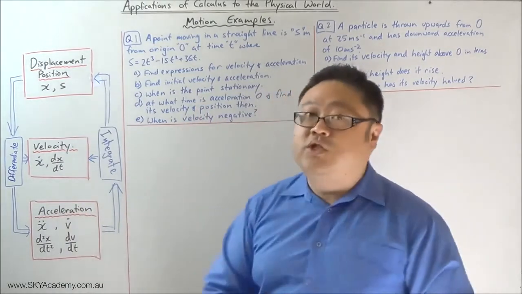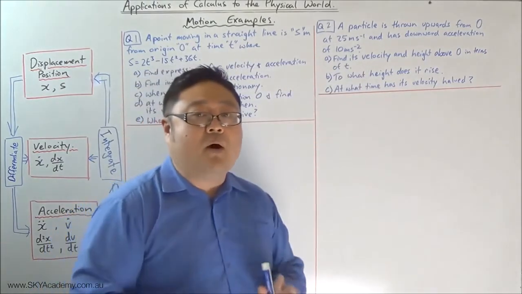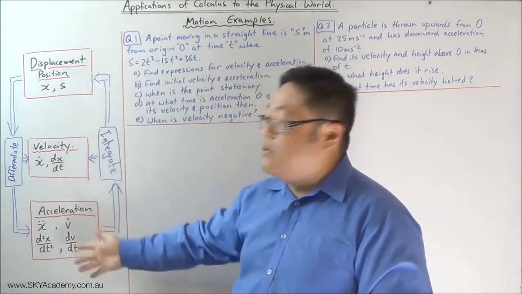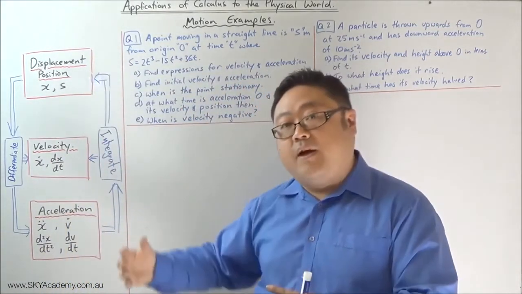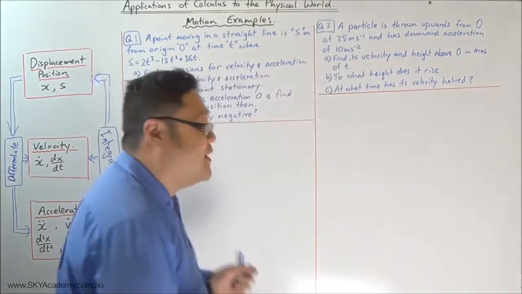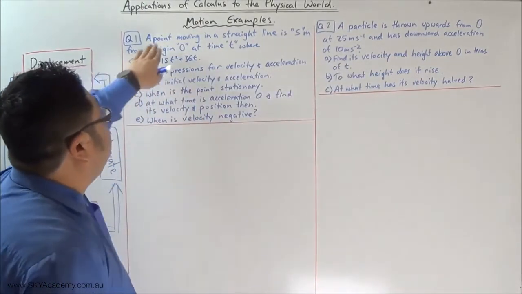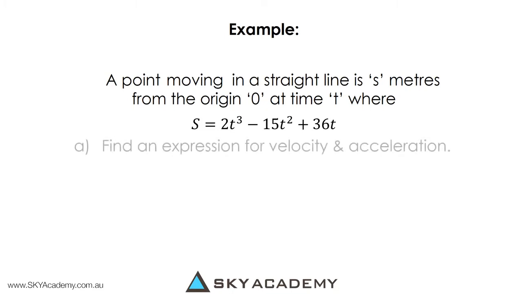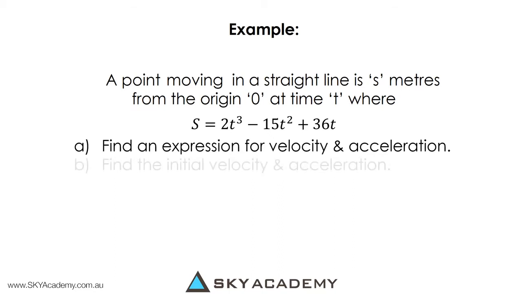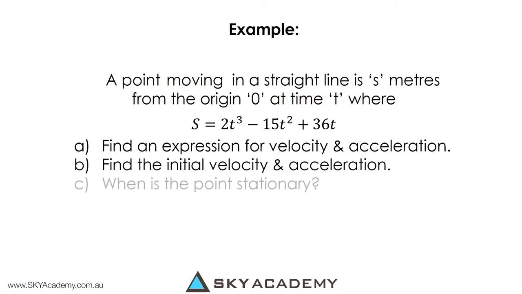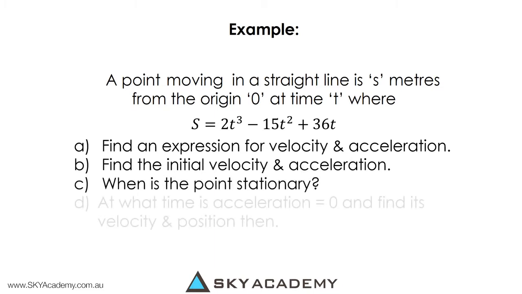So let's launch straight into an example where we might apply the principles in this diagram. You've got a point moving in a straight line, and the point is s meters from the origin O at time t. The path that the moving point makes follows this function. Then it says find an expression for the velocity and acceleration.